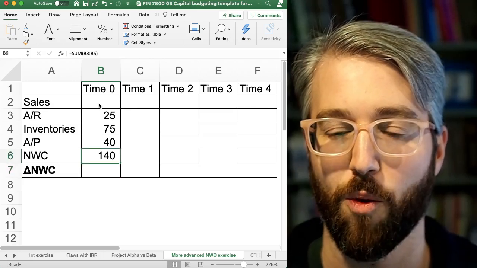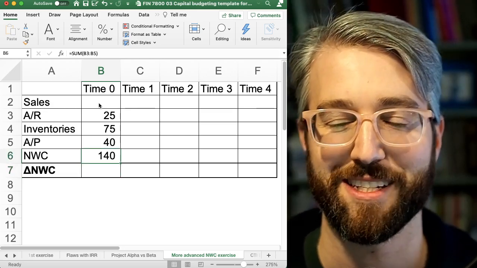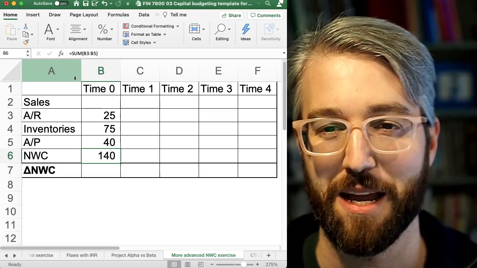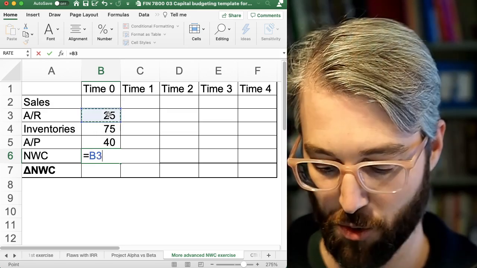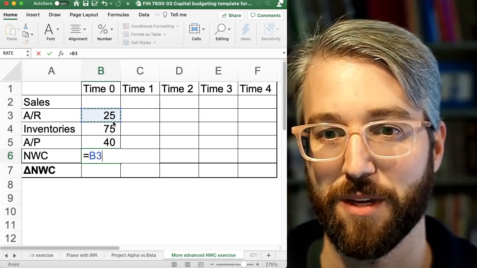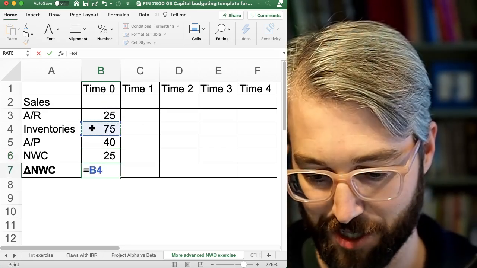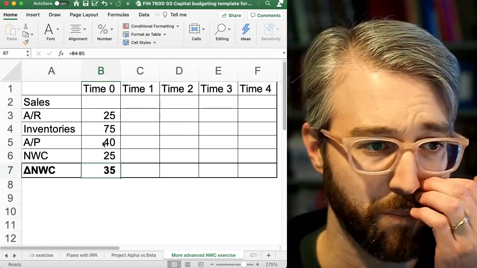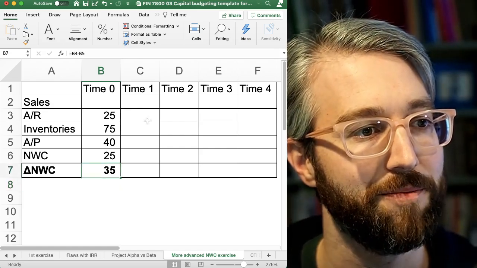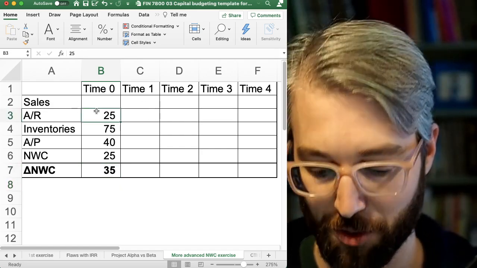No, that's wrong. What's wrong? Well, net working capital is current assets minus current liabilities. So what I need is to make sure that I'm adding the asset side, which in this case will be AR and inventories, minus the accounts payable side. Okay, that's going to be, what did I do? Put in the wrong numbers.